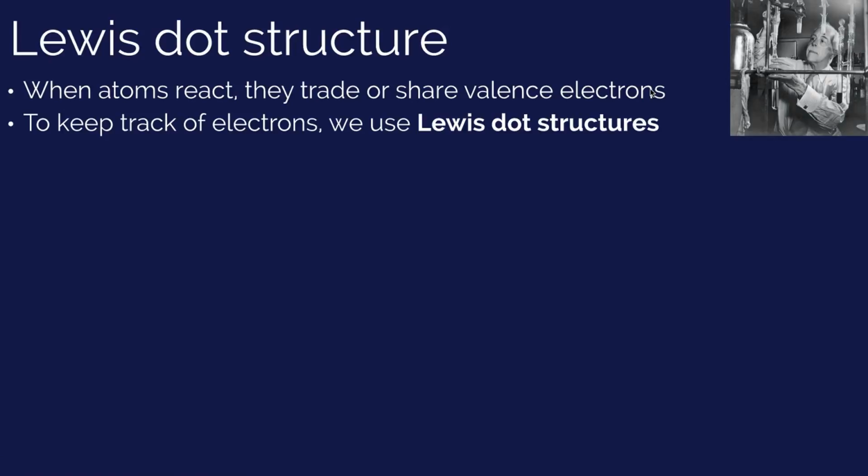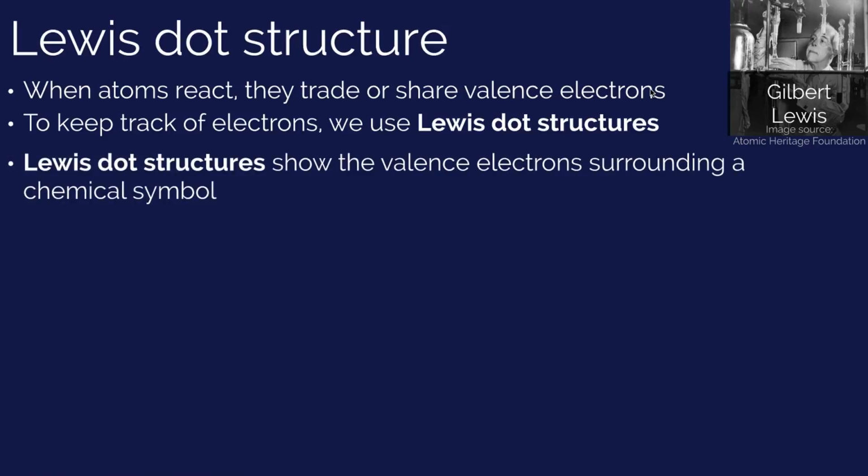So this is named after Dr. Gilbert Lewis, who was a research chemist from the early 1900s. And as impressive as all his work in chemistry was, his Lewis dot structures are actually really easy to use because all they tell us is basically the valence electrons being put around a chemical symbol. So let's actually build one now so we can see what they're all about and what they show us and how we can use them.